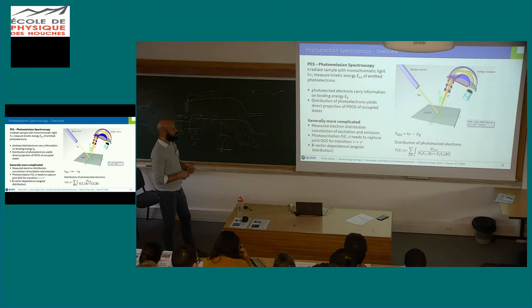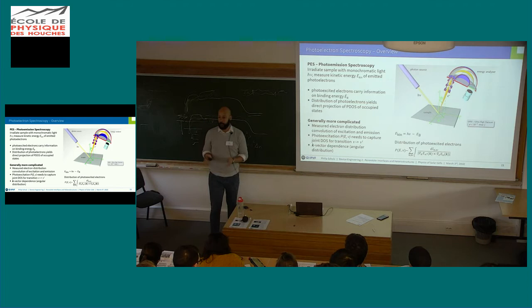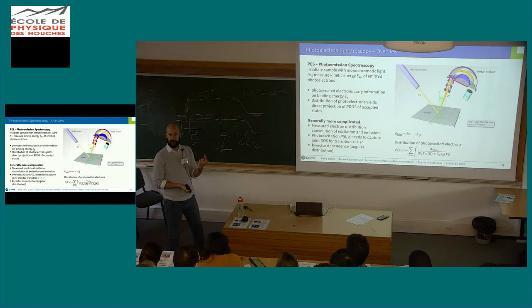Now, also the electrons that are emitted do have a k-vector dependence. This becomes important when you go to single crystal studies, and you can even backtrack by the emission angle of your electron what crystal momentum it had when it was in the solid.